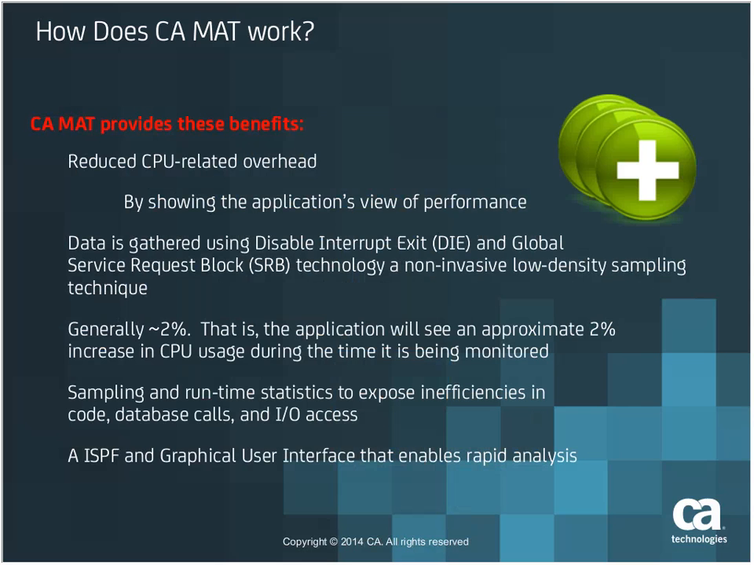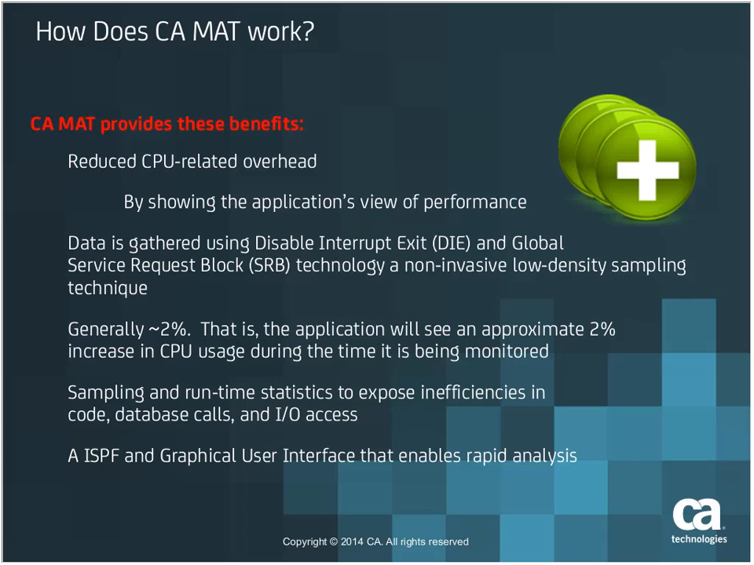The way that MAT works is that we take advantage of disable interrupt exits and global SRBs. What this means to you is that it's non-invasive. Other sampling type tools, which is what MAT is, tend to be intrusive. They tend to be in the same address space as your application, so they're obviously using resources that your application would need in order to complete. So we're able to externally observe the application and see where it's spending time and bring in the content that's relevant to that specific application.